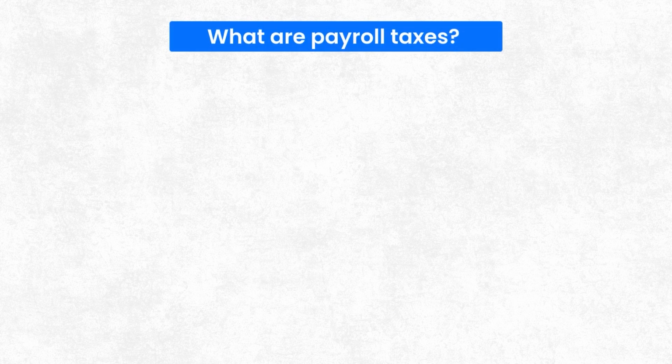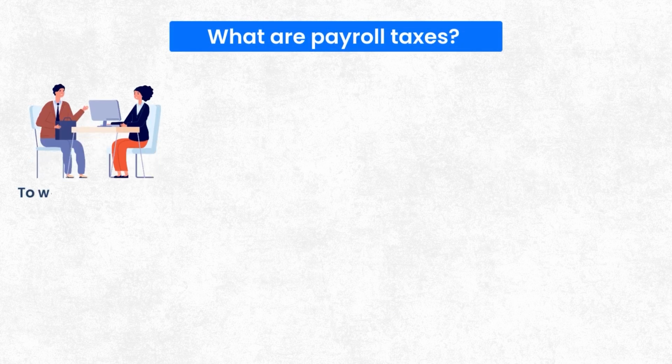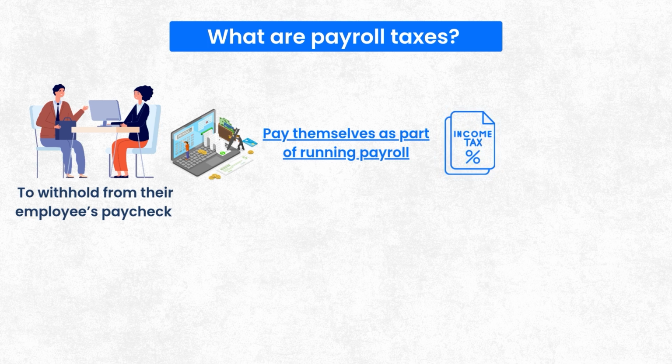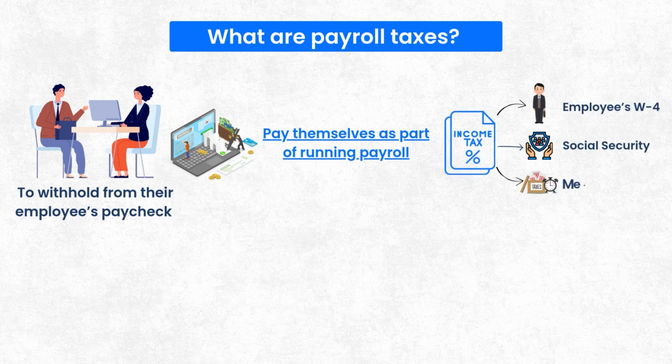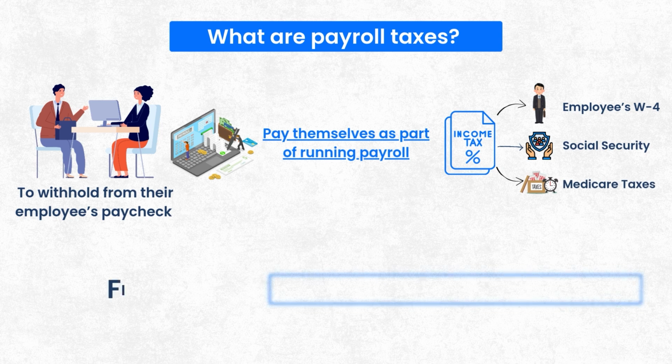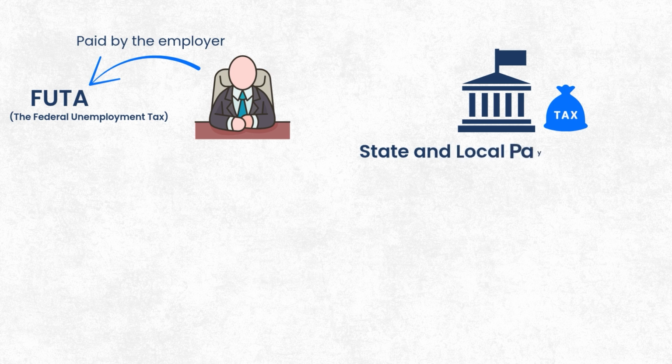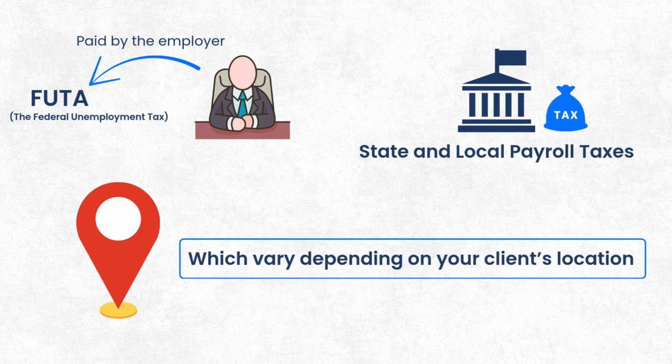So first, what are payroll taxes? Payroll taxes are the taxes an employer is required to withhold from their employee's paycheck and also pay themselves as part of running payroll. These include federal income tax, which is based on the employee's W-4, Social Security and Medicare taxes, collectively called FICA, or FUTA, which is paid by the employer, and in many cases, state and local payroll taxes, which vary depending on your client's location.